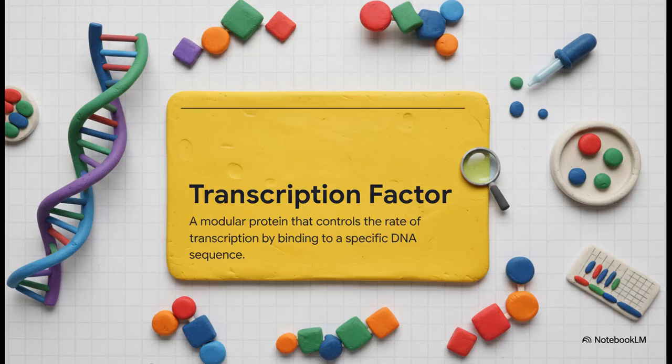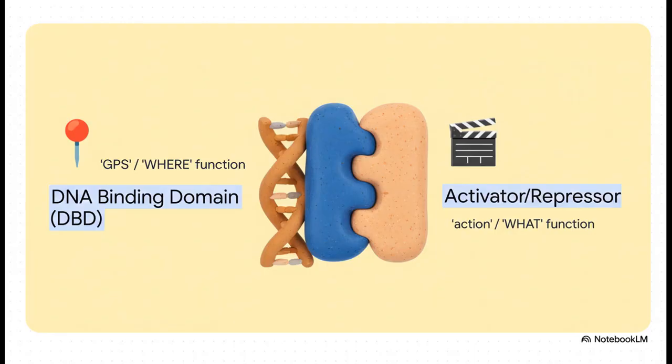So, the one word in this definition I really want you to lock onto is modular. These proteins are not just some big uniform blob. No, they have distinct parts that do very different jobs. And understanding that modularity is the key to everything else we're going to talk about. And here's that modularity in action.